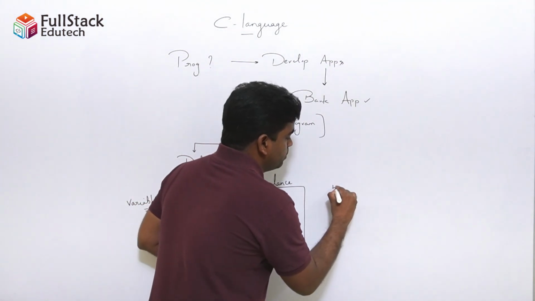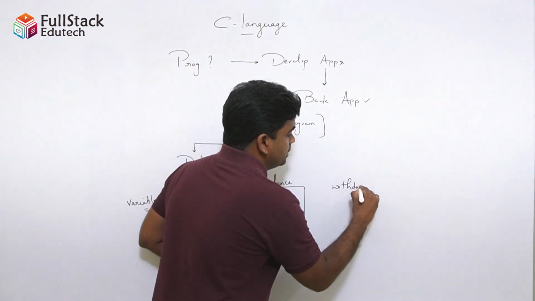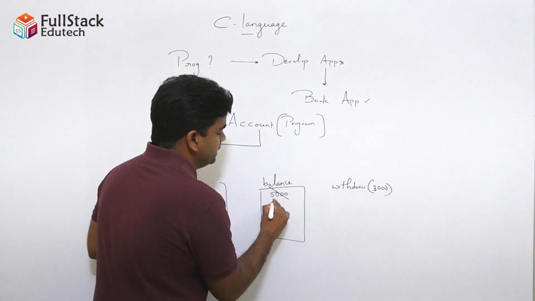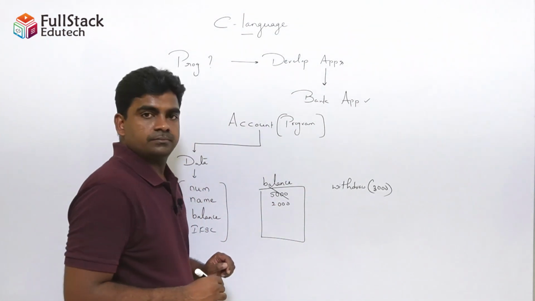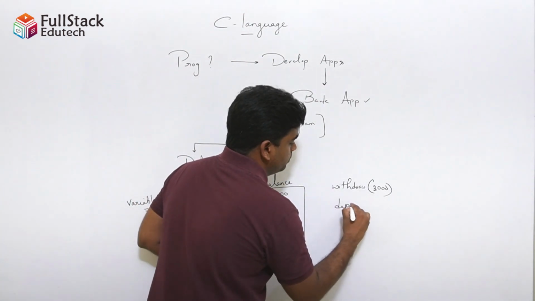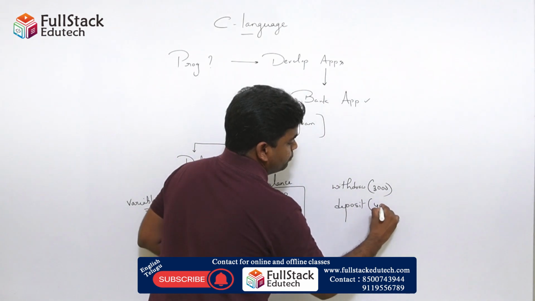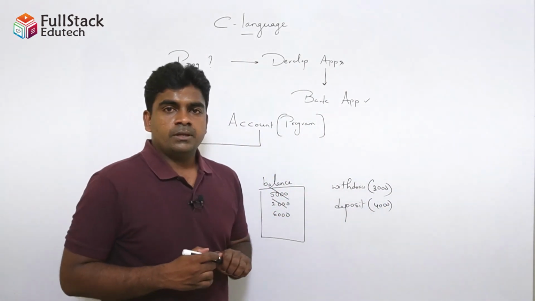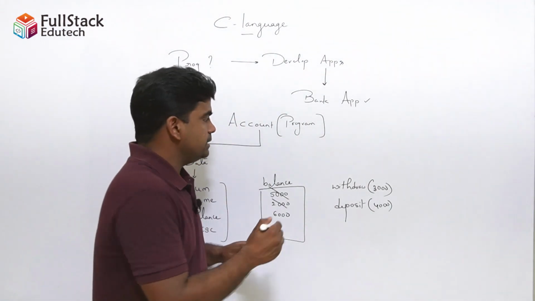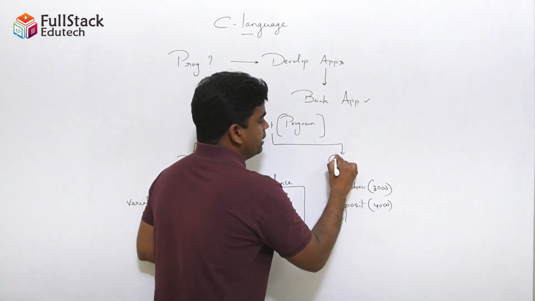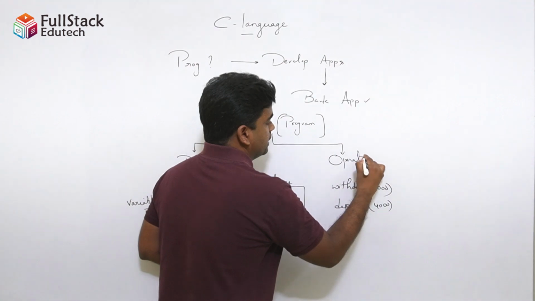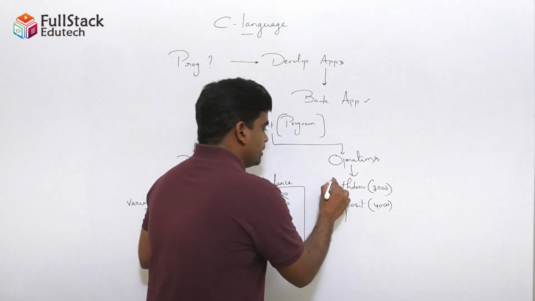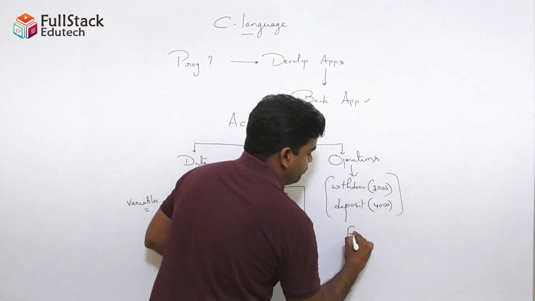We need to perform operations like a withdraw. I just withdraw 3000 rupees, then only the balance will be modified. I just want to perform a deposit operation. 4000 I just deposit, and it becomes 6000. If you perform any operation, then only we can modify the data. Here, operations we can do. Technically, operations are called functions.